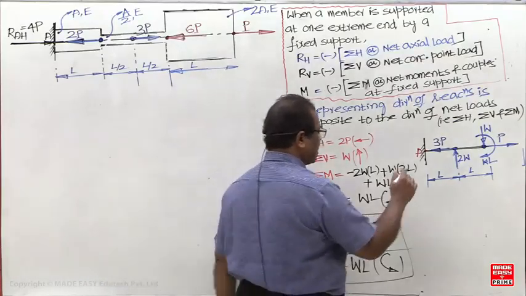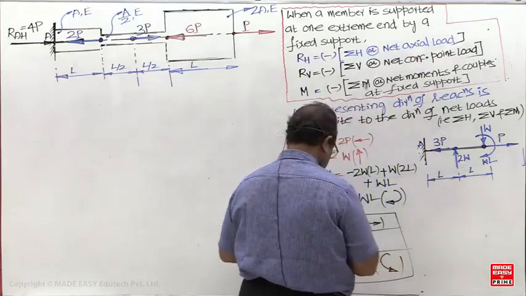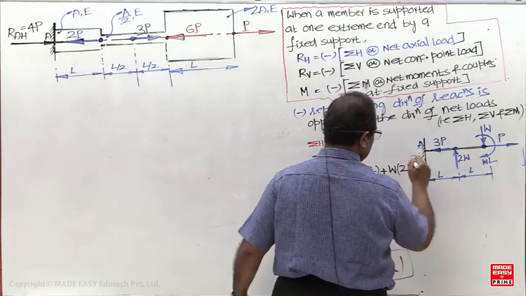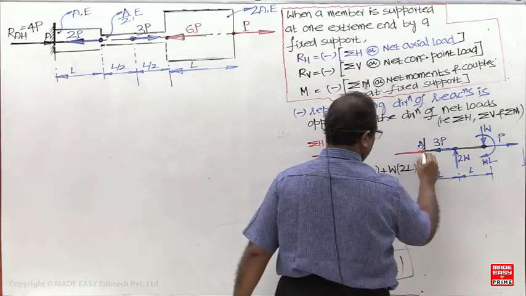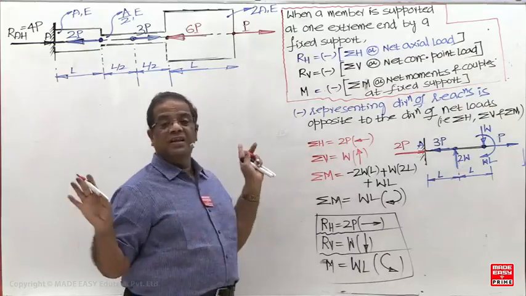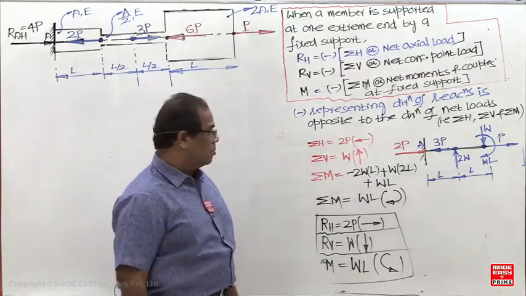So now we can keep the reactions here. Students may do the horizontal and vertical reactions correctly, but they make a mistake only in the moment reaction.